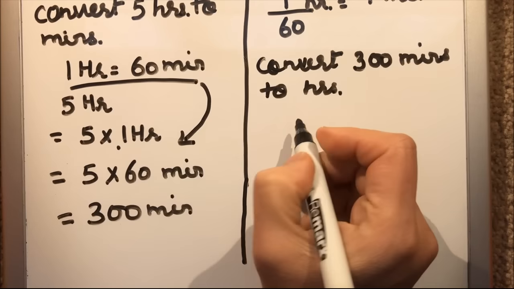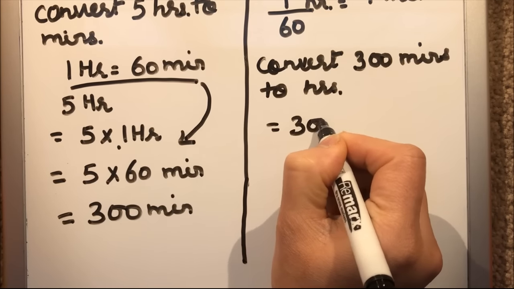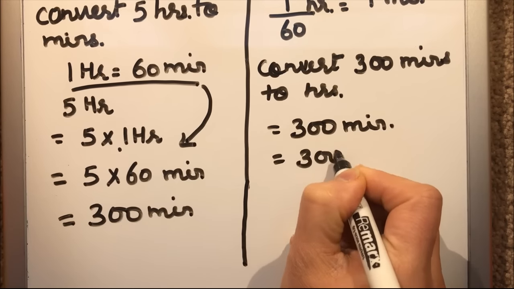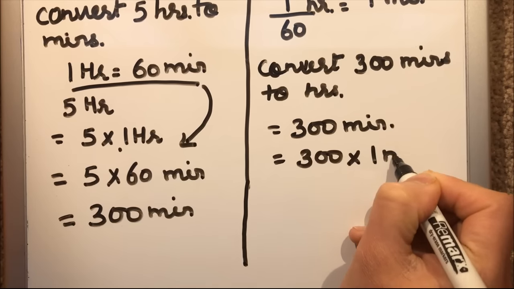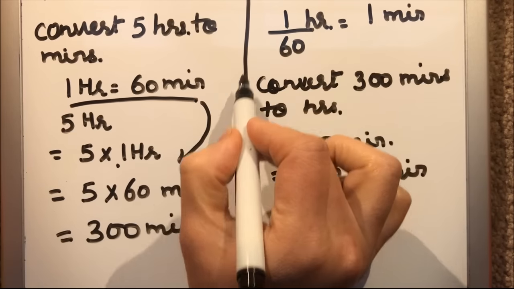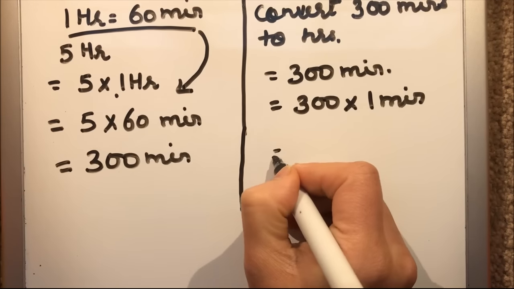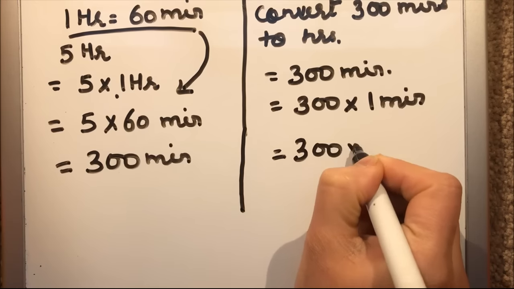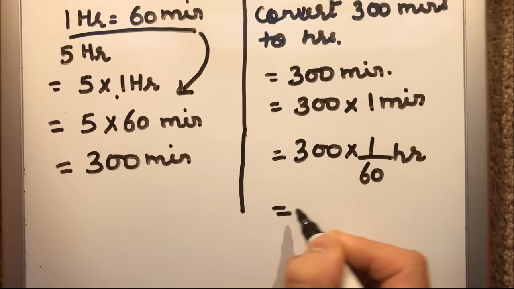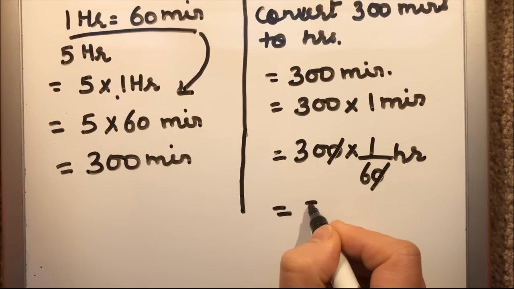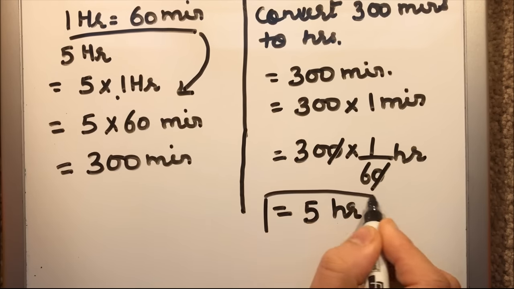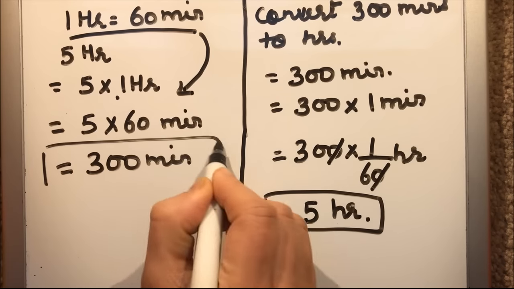So what we'll do is we'll write 300 minutes as 300 times 1 minute, and we all know that 1 minute is 1/60 hour. So we'll put the value of 1 minute here. So 300 times 1/60 hours. So this will get cancelled and we'll get 5 hours. So in this way we can convert any hours to minutes and any minutes to hours.